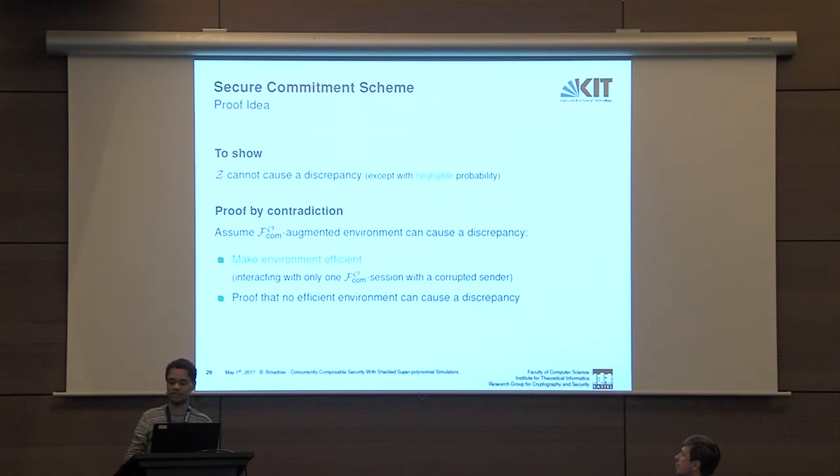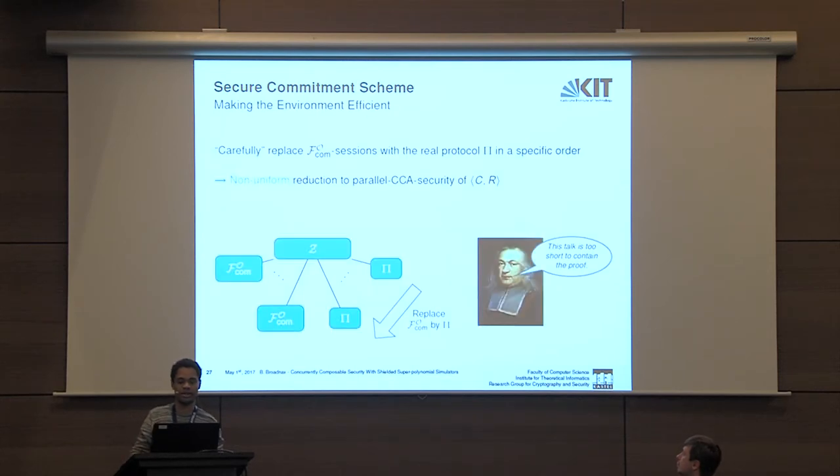And the tricky part in the proof is to show the first step, that is, that one can make this environment efficient. That's the difficult part. And very roughly, the way you do this is you replace the additional F_COM^O sessions iteratively in a specific order with the real protocol, making non-uniform, and that's very important, non-uniform reductions to the parallel CCA security of the underlying commitment scheme. But unfortunately, this proof is a bit too technical and too long for this talk, so I need to skip it.